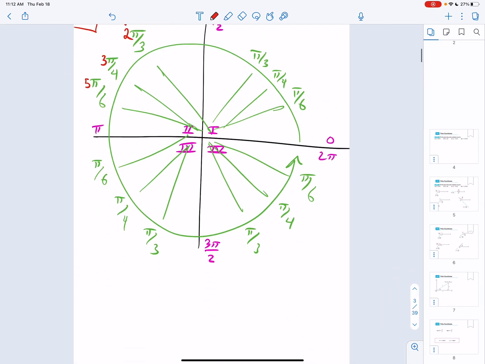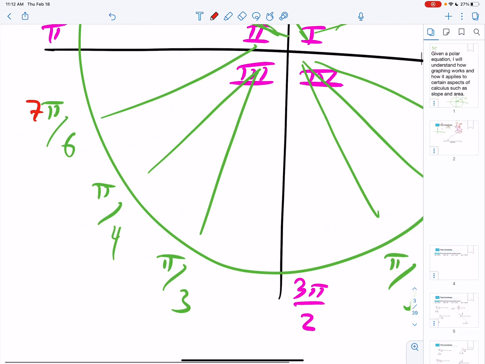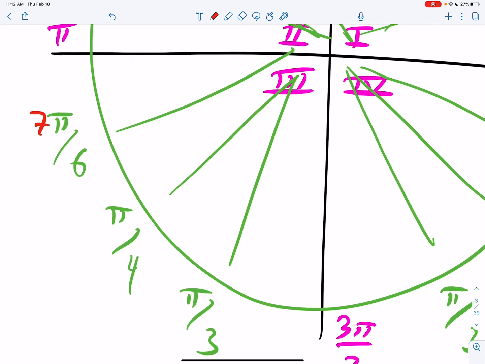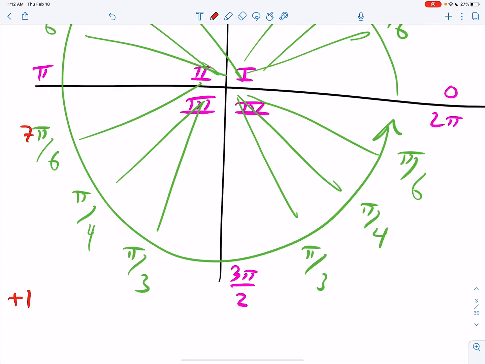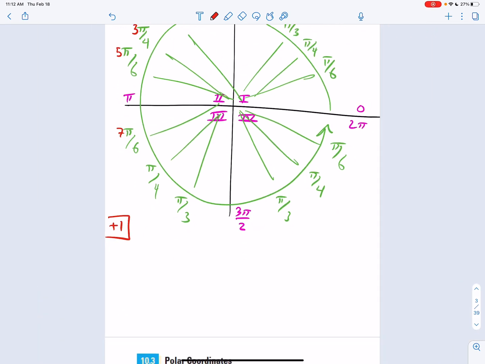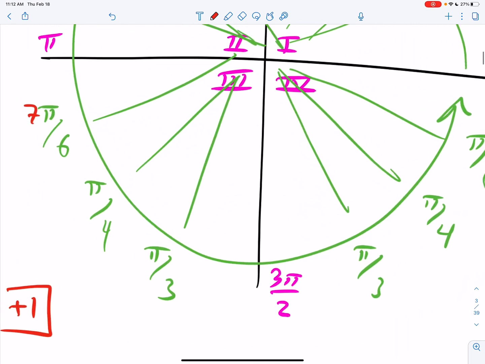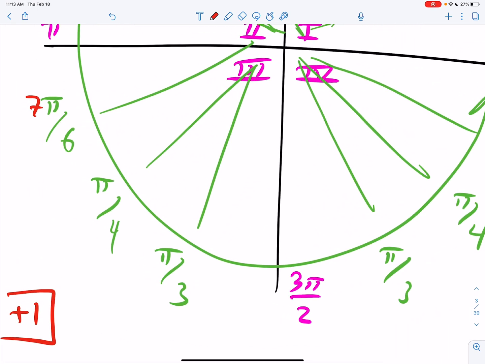There's a pattern when you get into the third quadrant. You notice that the first one here is actually 7 pi over 6, okay? And that pattern there is that you actually add 1 to the denominator, okay? So that's 7 pi over 6. This one, if we're looking at 4, add 1, that would be 5 pi over 4. And figure out what that last one is there.